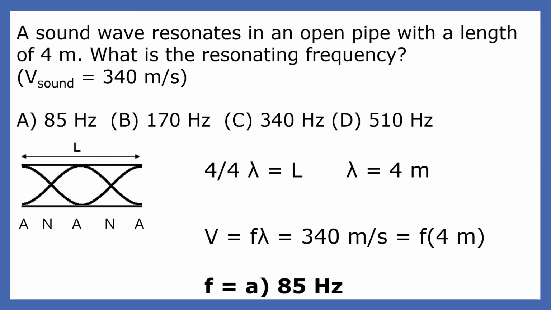A sound wave resonates in an open tube with a length of 4 meters. What is the resonating frequency? When we count off the quarters, we get 4/4 wavelength. So the length of this tube is the wavelength, 4 meters. Plugging into the velocity formula, we get 85 hertz.